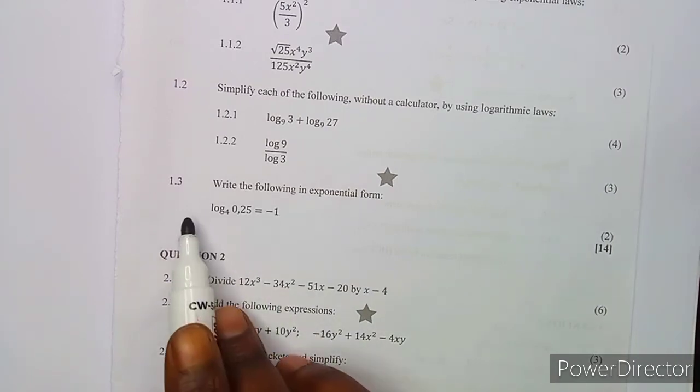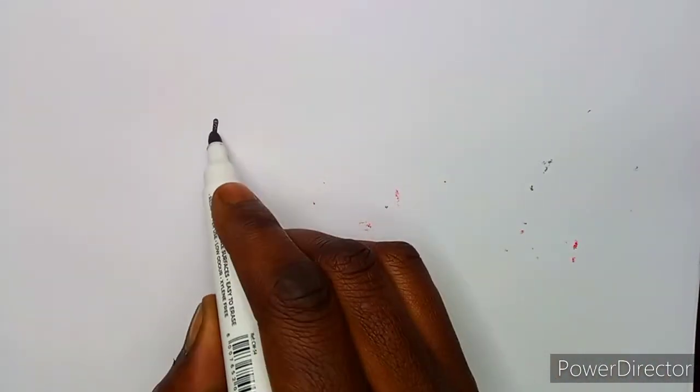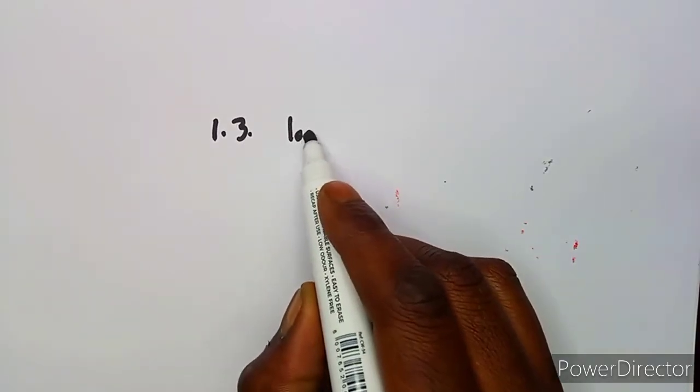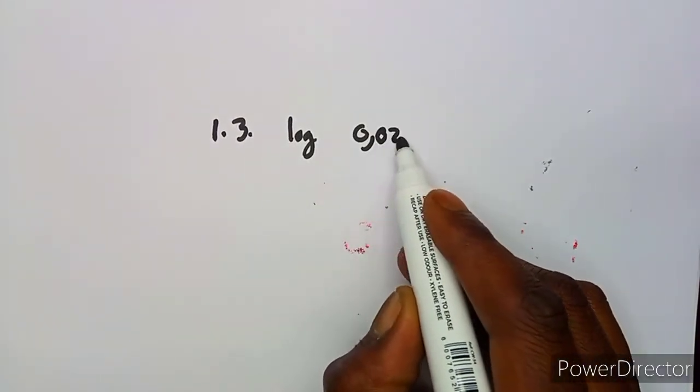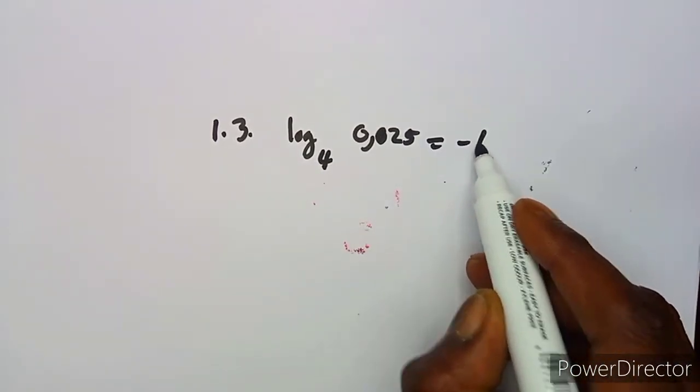And on 1.3, write the following in exponential form, and they've got 2 marks for that, just to write in exponential form. So what is exponential form? Actually, this is log 0.25 in base 4, which is going to give us -1.